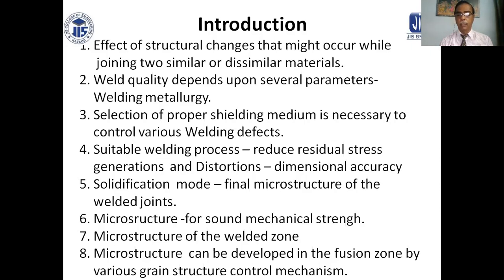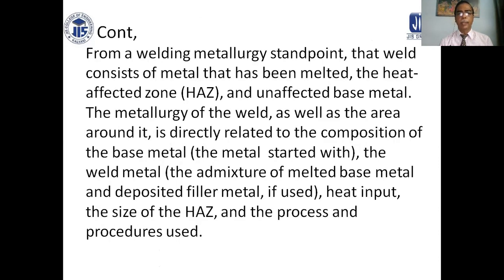Microstructure can be developed in the fusion zone by various grain structure control mechanisms. From a welding metallurgy standpoint, the weld consists of metal that has been melted, the heat affected zone, and unaffected base metal. The metallurgy of the weld, as well as the area around it, is directly related to the composition of the base material, the metal started with, and the weld metal, a mixture of melted base metal and deposited filler metal. It also depends on heat input, size of the HAZ, and the process and procedures used.